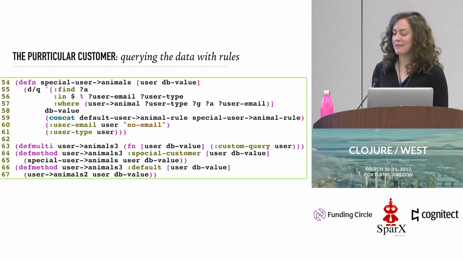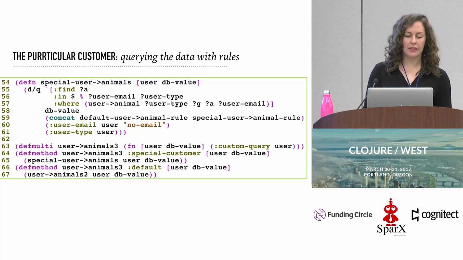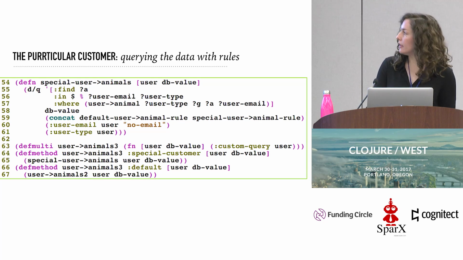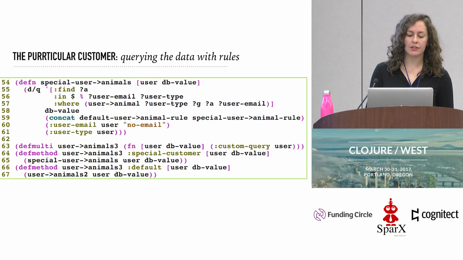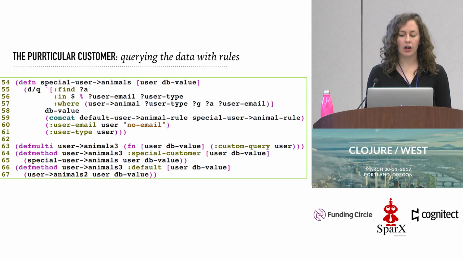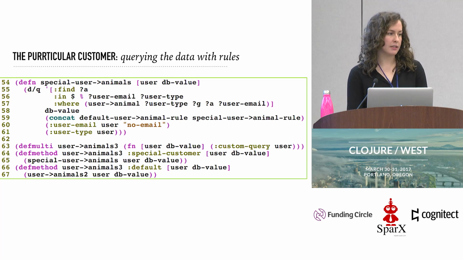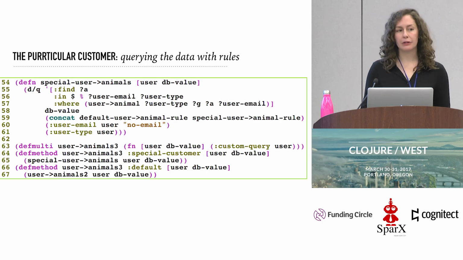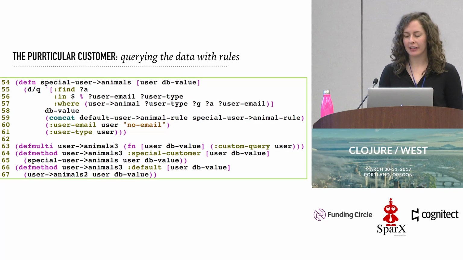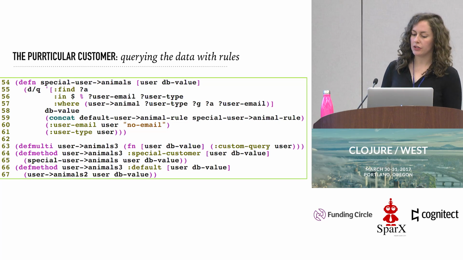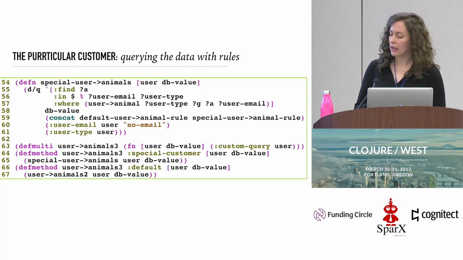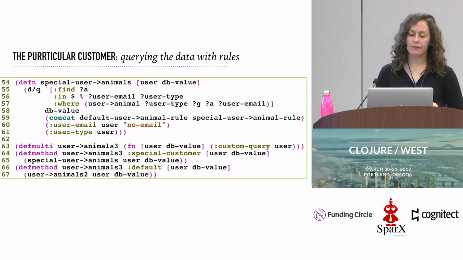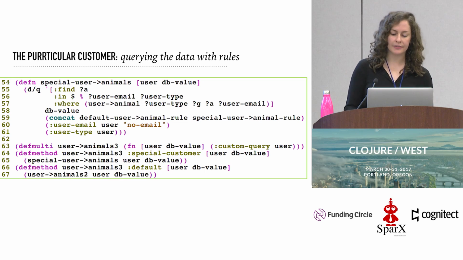Okay, so now let's put the whole thing together. Our multi-method user-to-animal function at the very bottom will now dispatch which query function to call based on whether or not we're passing in the customer query parameter. When we're passing in the particular customer as our custom query, we'll dispatch to the special user-to-animal function. Otherwise, the default behavior is to use the normal user-to-animal function that we previously defined.